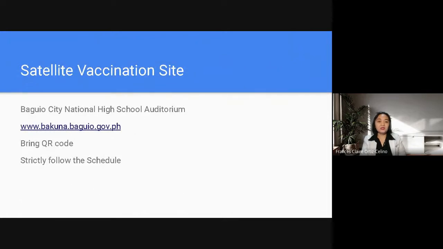Okay, so once again, this is a reminder that we have a satellite HSO vaccination site at the Baguio City National High School Auditorium. Okay, so make sure that you have registered at bakuna baguio.gov.ph. Bring your QR code, bring your school ID, and medical certificate if you belong to the A3 group, and please strictly follow the schedule. So I would also like to explain that the schedules were a little bit delayed because it depends mainly on the supply that we get from the Health Services Office, the HSO, and the Department of Health, the DOH. Okay, so as more vaccines are coming, then the more of you will have the vaccine.